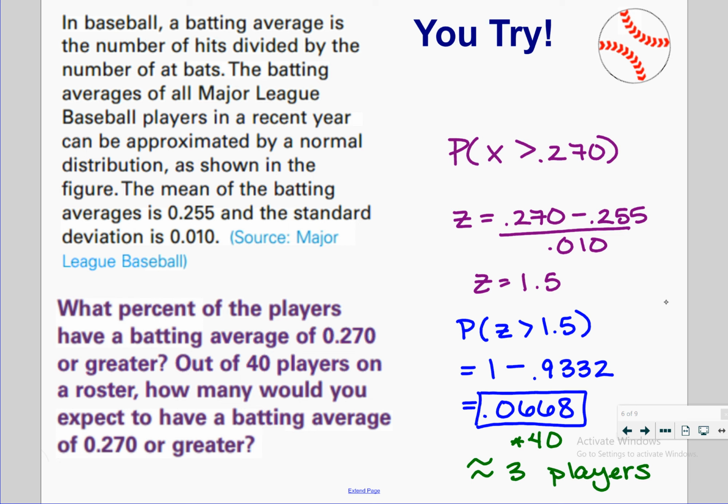Okay, exit tickets. Work together on it. Turn your own in the tray, and the rest of the period is yours. And remember, tomorrow is a work day. 5-1 Math Excel is due tomorrow night, and then this 5-2 Math Excel is due on Friday night. You might be able to get both of them done in class. Pretty short Math Excel.